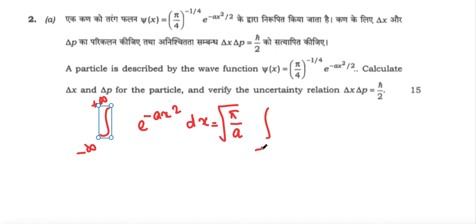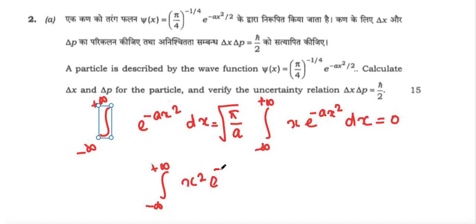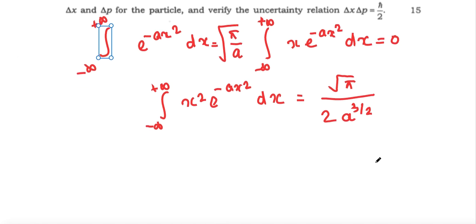Second one is the integral from minus infinity to plus infinity of x into e raised to minus ax square dx. This is equal to 0. Third one is the integral from minus infinity to plus infinity of x square e raised to minus ax square dx. This is equal to square root of pi divided by 2 times a raised to 3 by 2. So if you know these three integrals, this question will be very simple.